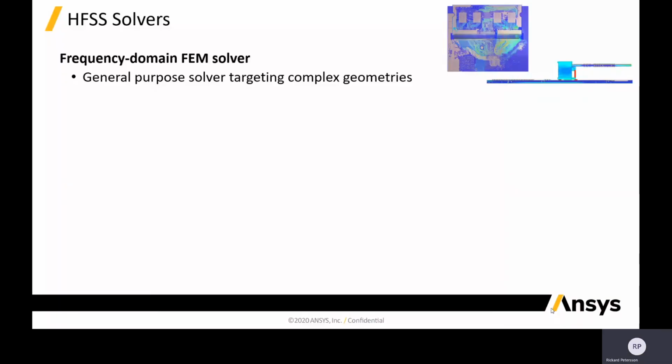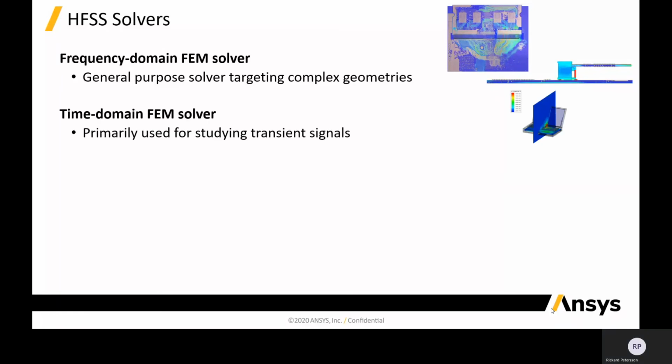On this slide, I cover the different solvers we have available. First, as I just mentioned, the frequency domain finite element solver is the most widely used solver we have. It's a general purpose solver targeting complex geometries as shown here, where it's a board and a package in a board with lots of details, highly complex. Frequency domain finite element analysis is very well suited for this type of application.